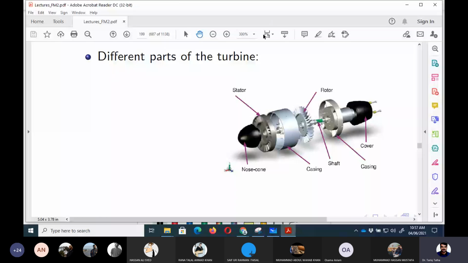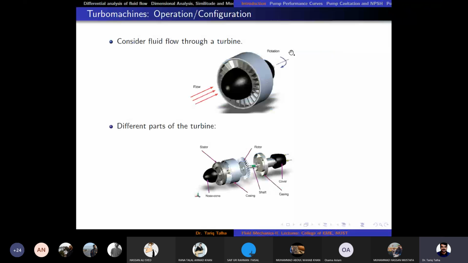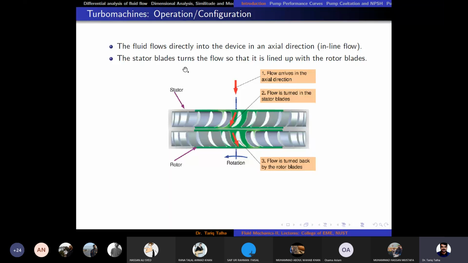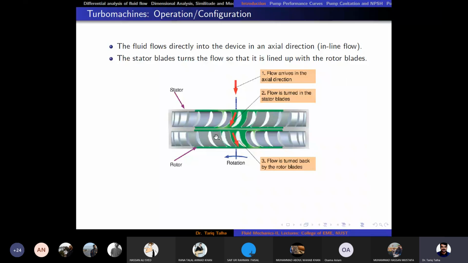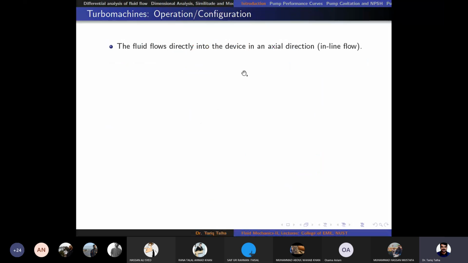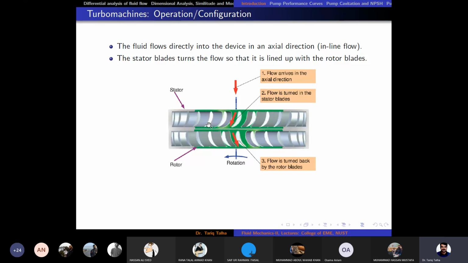Okay. So now, here the fluid flows directly into the device in an axial direction. It means the arrows shown on the left, the red arrows, show the fluid going in the axial direction, right? And then the stator blades turn the flow so that it is lined up with the rotor blade. Here this figure is shown from the front, right? If you look from this side, here the first row, you see the aerofoil-like cross section of the blade, and this is the axial direction.